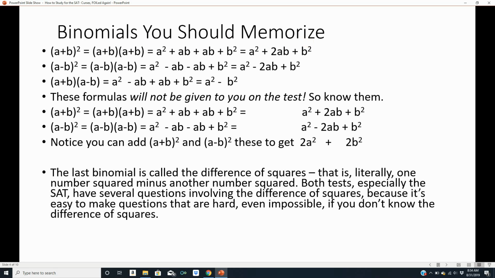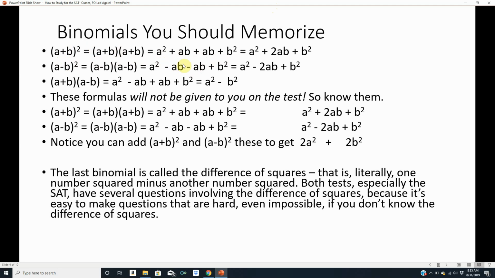A minus b squared is almost the same thing, because the first two terms are again a, so a times a is a squared. Then the outer is going to be a times minus b, so that becomes minus ab. Remember, a positive times a negative is negative. Then the inner term is minus b times a, which becomes minus ba, which we can just write as minus ab. ab and ba are going to be the same thing by the commutative property. And then negative b times negative b is going to be positive b squared. Remember, a negative times a negative is positive. So a squared minus 2ab plus b squared is going to be the product of a minus b squared.